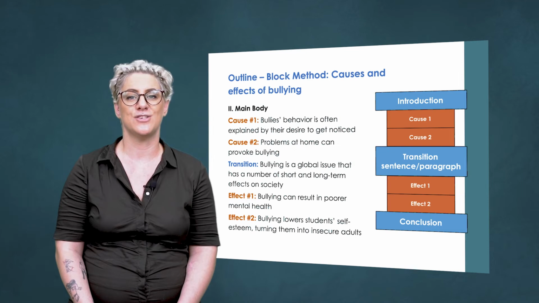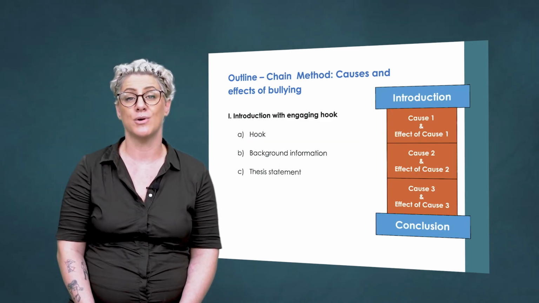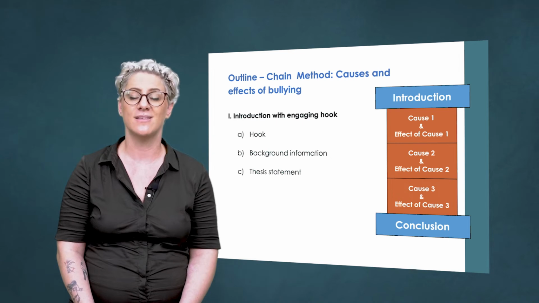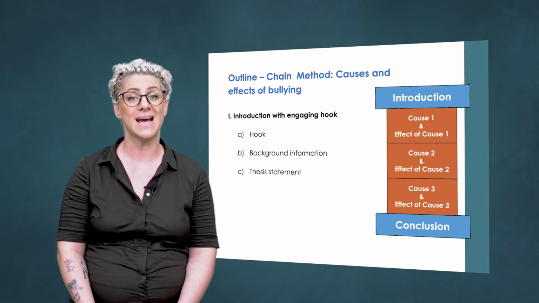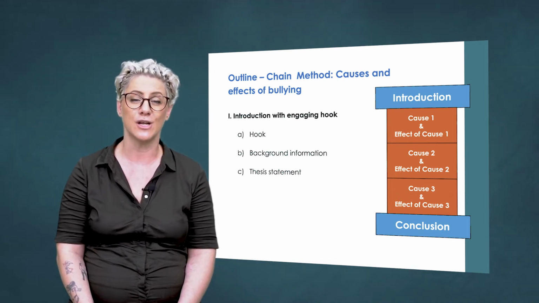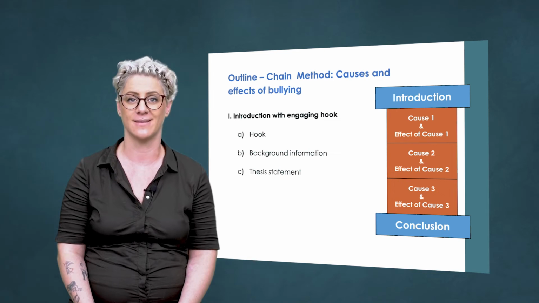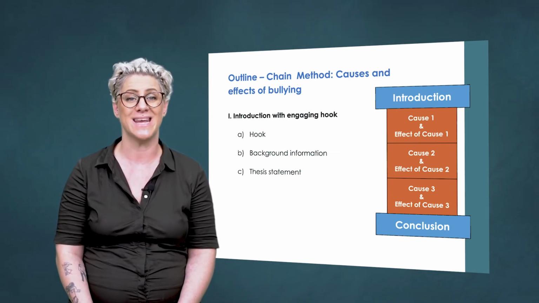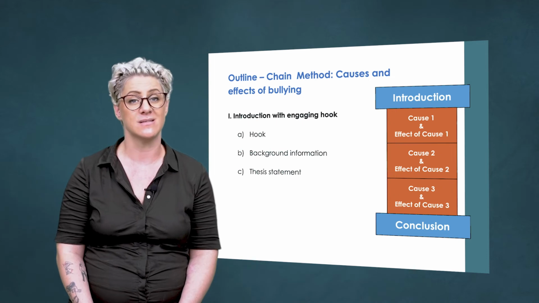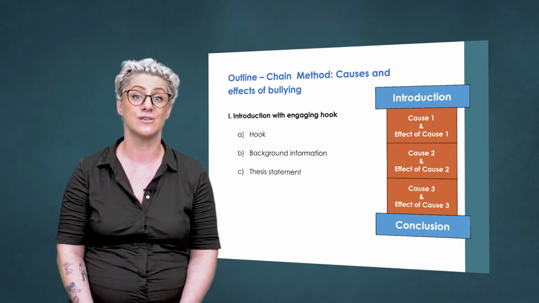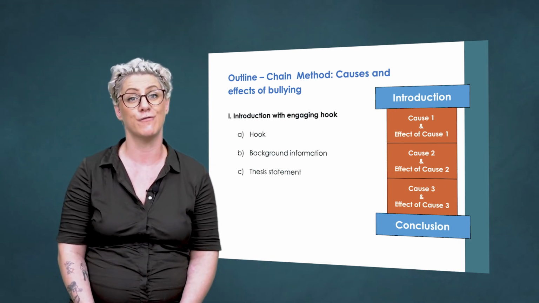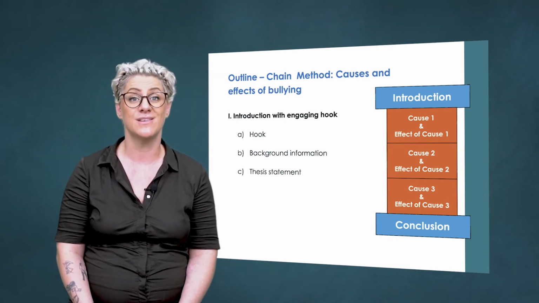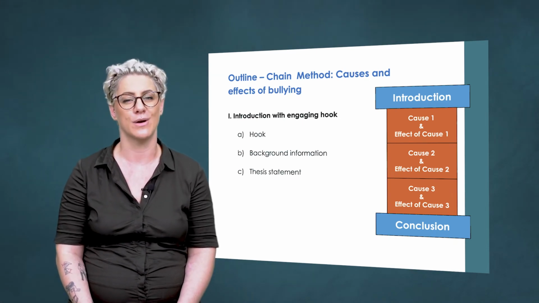The other organizational pattern you can use when writing about causes and effects is chain organization. The name chain itself implies that each cause is followed immediately by the effect. Causes and effects are linked to each other in a chain. One event causes a second event, which in turn causes a third event, which in turn causes a fourth event, and so on. Each effect becomes the next cause, therefore forming a chain.